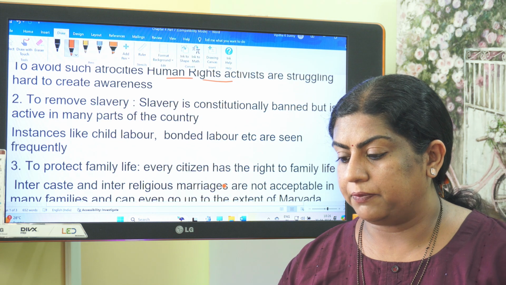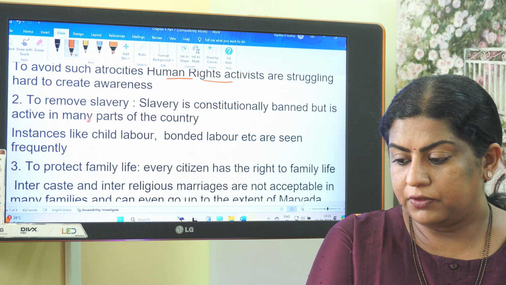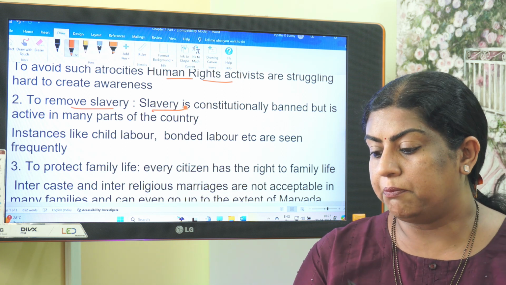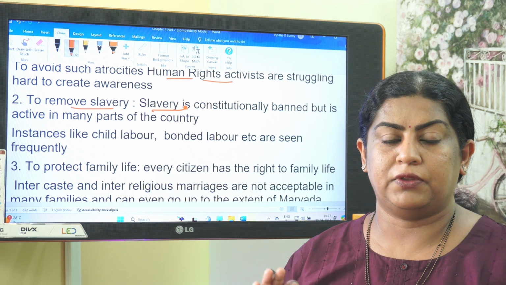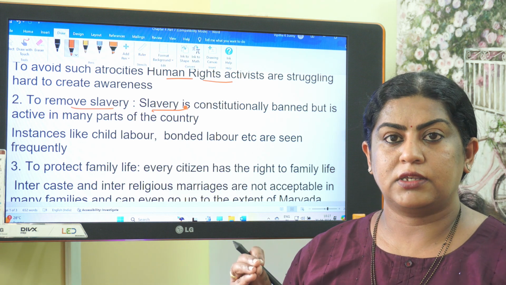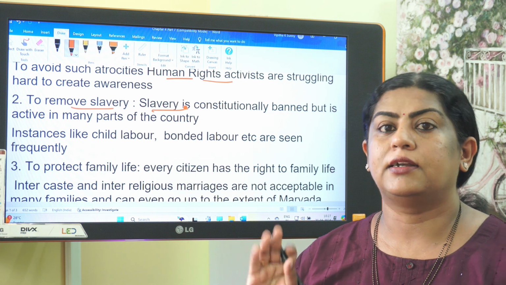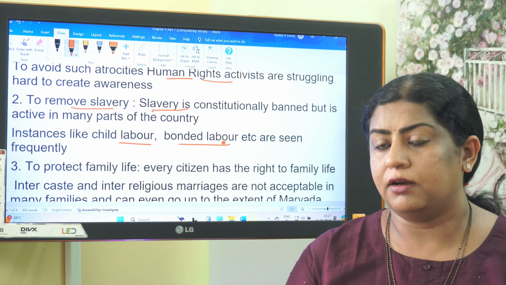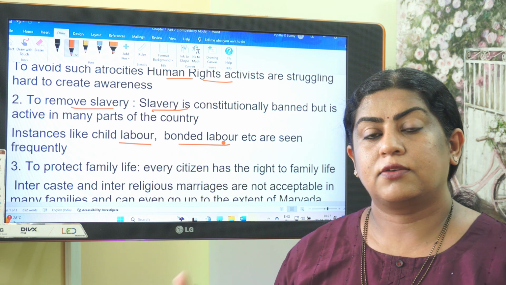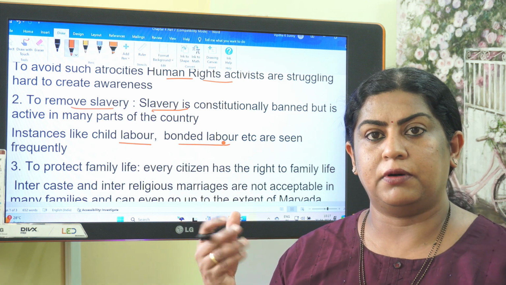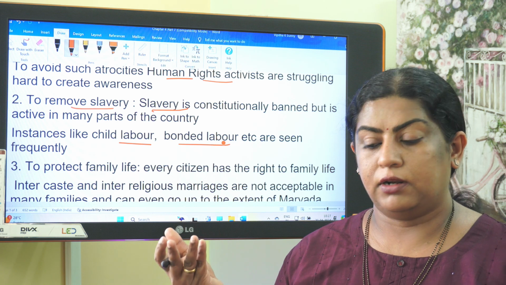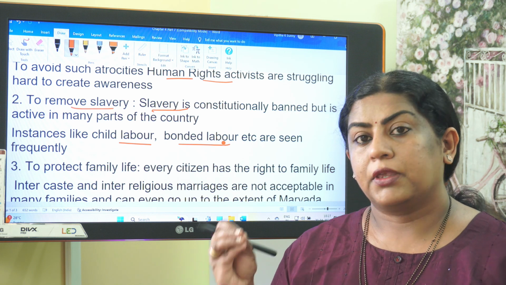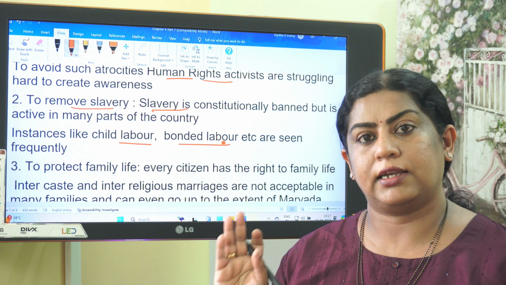To remove slavery is another important aim of this Universal Declaration of Human Rights. Slavery is constitutionally banned, but it is active in many parts of the country. Instances like child labor and bonded labor are seen very frequently. When we learned about the peasant movement, we learned about bonded labor. Landlords make them work like bonded labor. Even though it is constitutionally banned, it still exists.